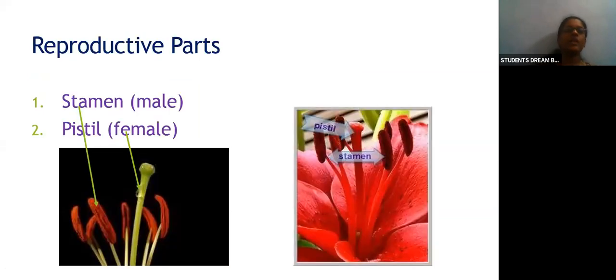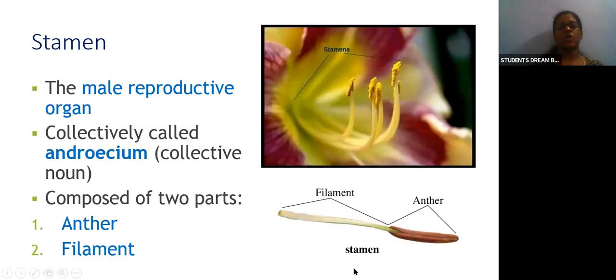Now we'll see the reproductive parts. What are the two main reproductive parts? They are the stamens and the pistils. The male reproductive part is your stamen and the female reproductive part is your pistil. So this is the stamen here and this is the pistil here. We'll see each one of them.